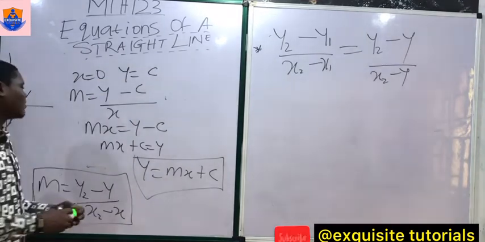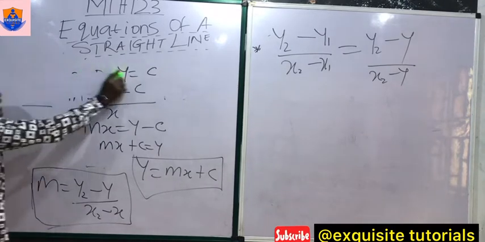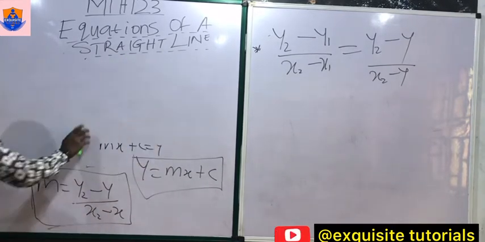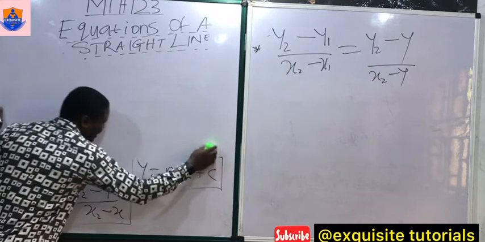This is the third form of the equation of a straight line. Now let's talk about the last form of the equation of a straight line. Then in our next video, we'll solve a few problems on equations of a straight line. Then we'll move over to perpendicular lines.